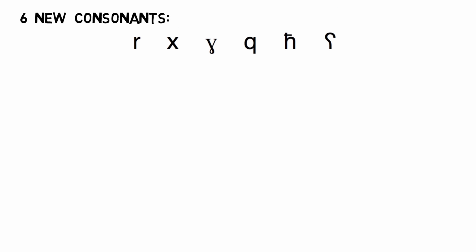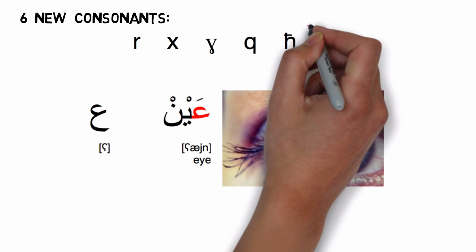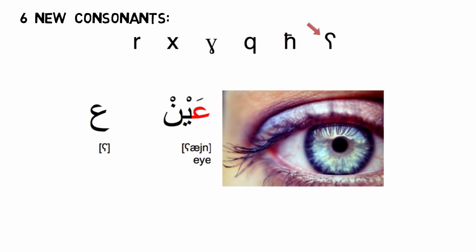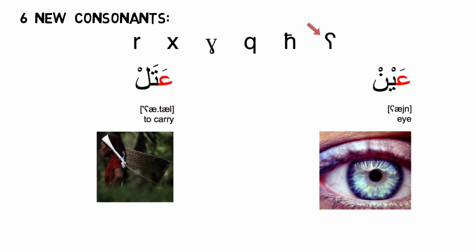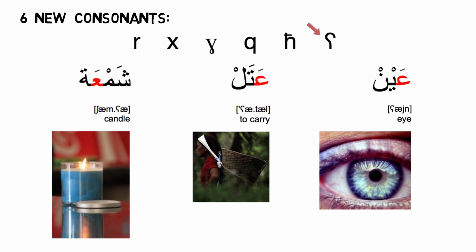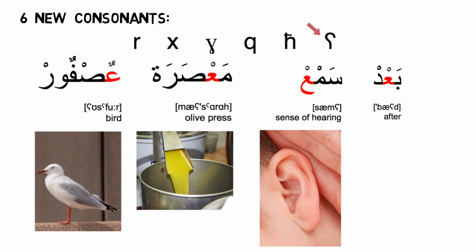And with that, we've reached our final consonant, which is a doozy. It is the hardest consonant in any language I've encountered so far, honestly. In IPA, it looks kind of like a backwards question mark, and we will start with a bunch of examples so you can get a feel for what it sounds like. That's ع, as in عين, عتل, شمعة, بعد, سمع, معصرة, عصفور.